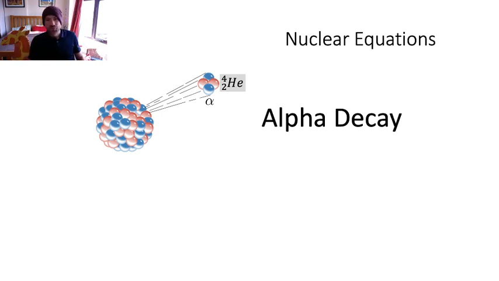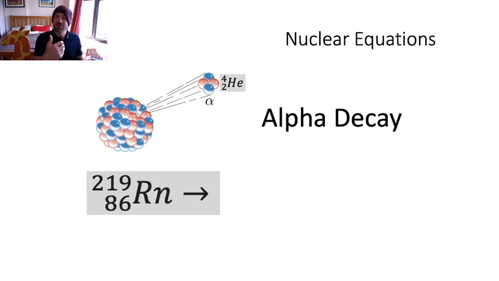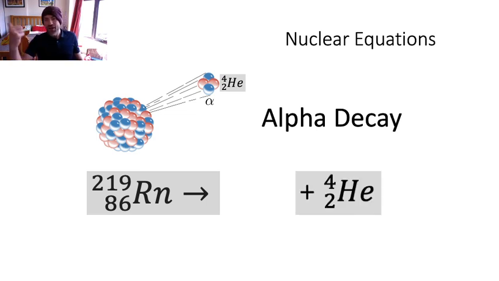Okay, so let's say in my example this unstable nucleus is radon 219, 86. So we've got 219 particles in the nucleus altogether, 86 of those are protons. And it gives out an alpha particle to try and become stable. So it's lost 4 particles altogether from its nucleus, 2 of which are protons.